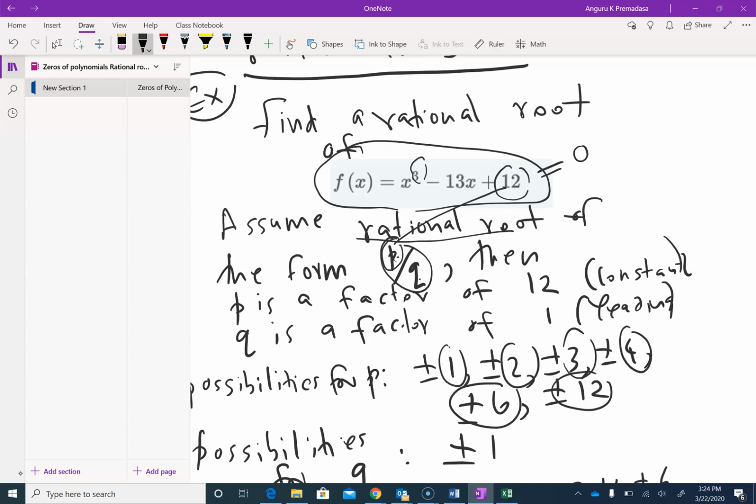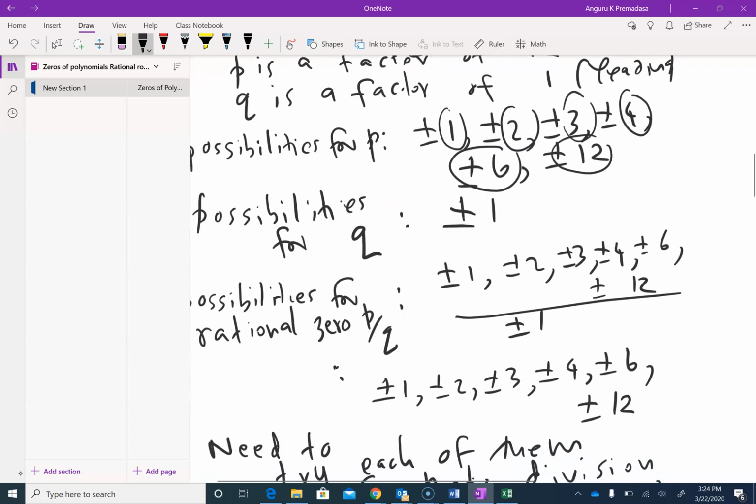Now for the possibilities for the bottom: it says the bottom has to be a factor of the leading term. The leading term is the coefficient of the degree term. The degree term here is x cubed, so the coefficient of that is 1. So the bottom has to be a factor of 1. What are the factors of 1? They are very easy: plus or minus 1. So while the top can take any one of those values, the bottom can take plus or minus 1.